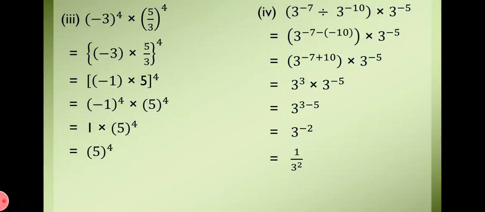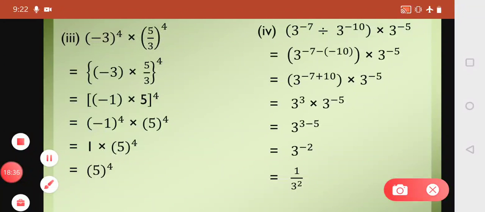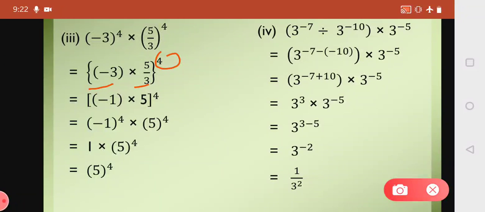Next question number 3. (-3)^4 into (5/3)^4. That is equal to... you can see the bases are different and the powers are same. So we have to multiply the bases, and the power we have to put on the product of the bases. So we will write -3 into 5 upon 3 whole raised to 4. Yes, we have multiplied the bases, and the power we have taken out as common outside.